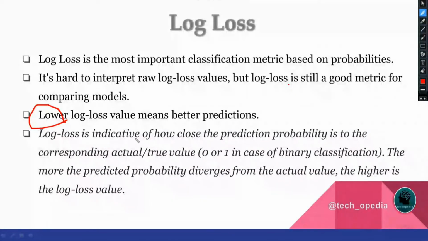Log loss is indicative of how close our prediction is to the actual value. If the actual value of the class is 0 and the prediction is also close to 0, then the value of log loss will be less. If the prediction of our model is far from the actual value, then the value of log loss will be higher.